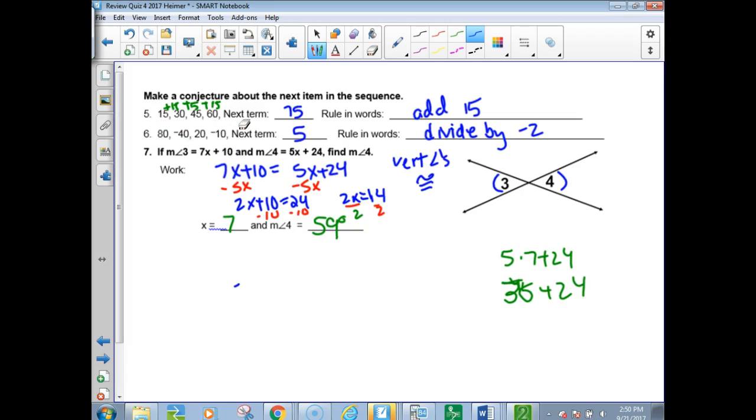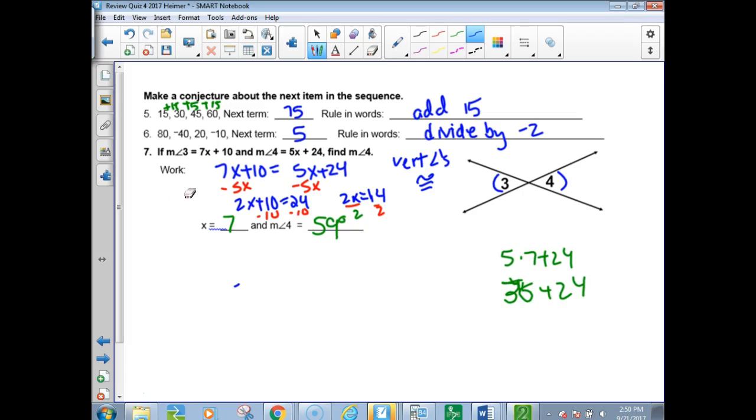But anyway, number 5, you're adding 15. So the next one will be 75, and the rule is to add 15. The next term will be 5, and the rule is to divide by -2. You okay?